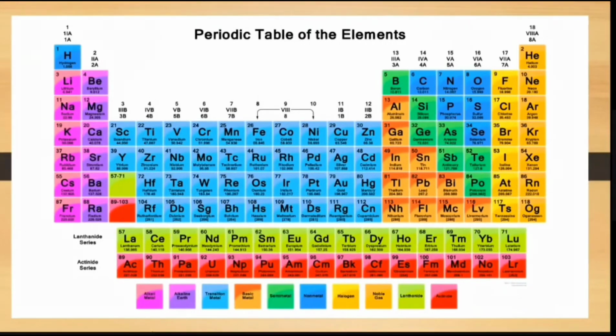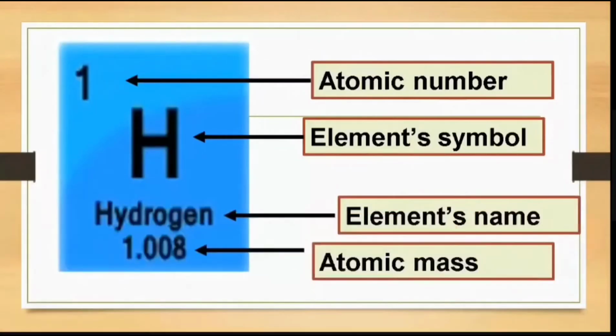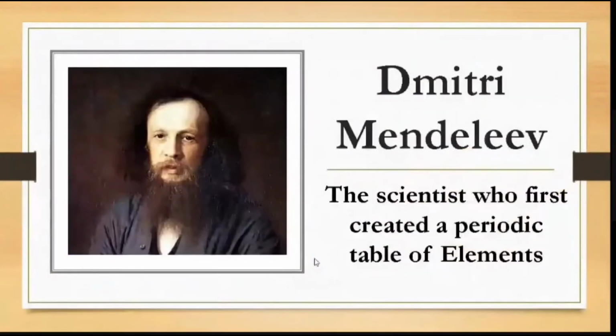Let's study the box for hydrogen from the given periodic table. There are some information that we can get from each box. We can see the atomic number that corresponds to the number of protons found in the nucleus of every atom of that element. The atomic number uniquely identifies a chemical element. We can also see the element symbol, the element's name, and lastly, the atomic mass. The atomic mass is the mass of an atom. Dmitri Mendeleev was the scientist who first created a periodic table of elements.